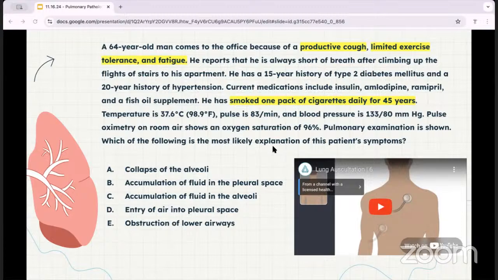So this patient's long history of smoking is critical here, 45 years, a pack a day. It's the leading cause of chronic lung diseases like COPD. His productive cough and limited exercise tolerance are hallmark symptoms of chronic obstructive pulmonary disease, or COPD. The other choices don't say COPD, so we need to continue because this is a two-step problem.